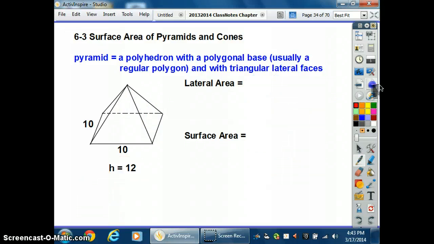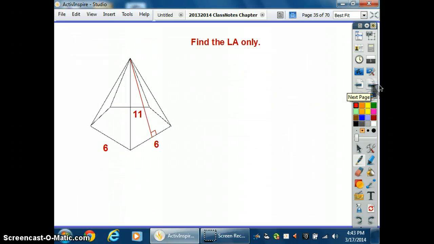This is a pentagonal pyramid, and I'm not going to ask you to find the surface area because that would involve us finding the area of the base, a pentagon, 1/2 AP. Let's just work with the triangles, okay? The triangles. Find the lateral area. The lateral area formula is 1/2 the perimeter times the slant height, okay?